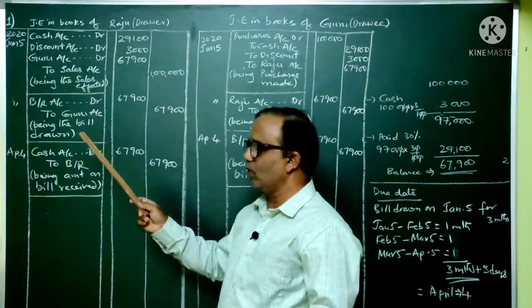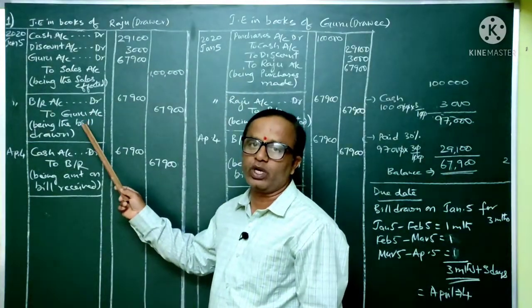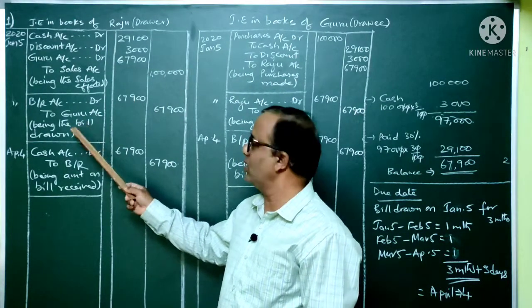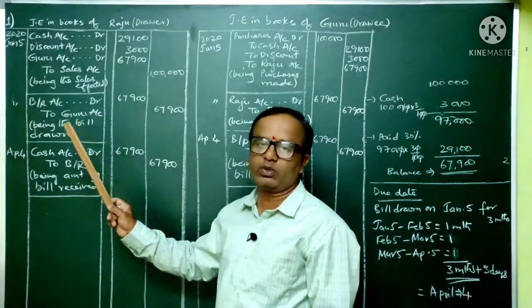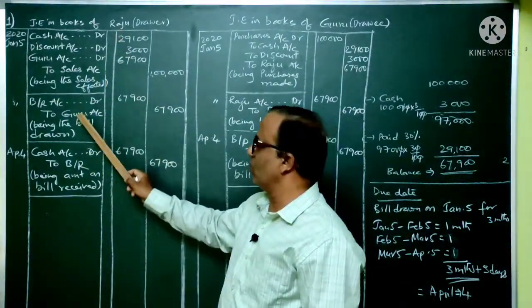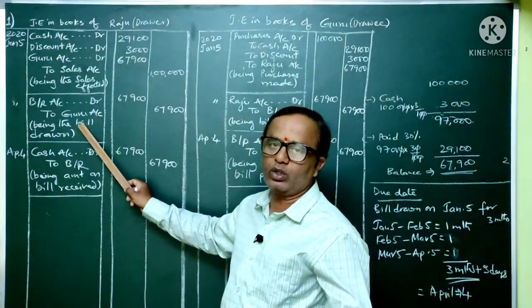Further, it is said that this bill is honored on the due date. When the bill is honored on the due date, you should understand the situation: after drawing the bill, this bill is retained with Raju only, who is the drawer of the bill, till the due date, and on the due date it is honored.